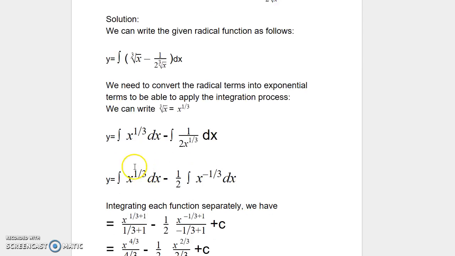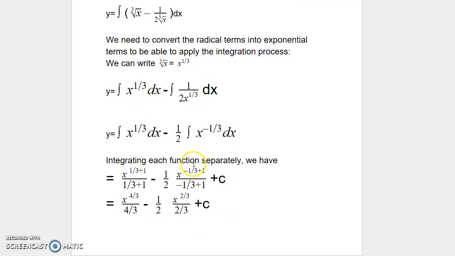So once we have that, we can write the given function as y is equal to integral x to the power of 1 over 3, where we converted cube root of x as x to the power of 1 over 3, dx, minus integral 1 over 2 times x to the power of 1 over 3, where we again converted cube root of x as x to the power of 1 over 3, dx.